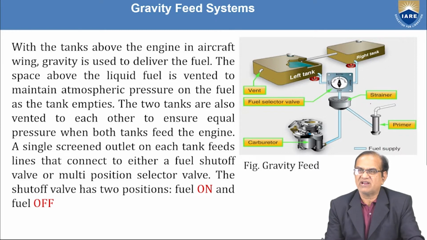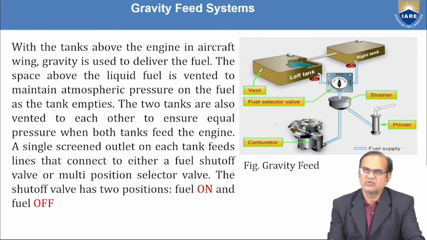Then we have a strainer or the filter. From here it goes to the primer. Then it goes to the carburetor. From the carburetor, fuel goes to the engine. Here is a vent. So this vent is very much necessary. And here we have the fuel selector valve.